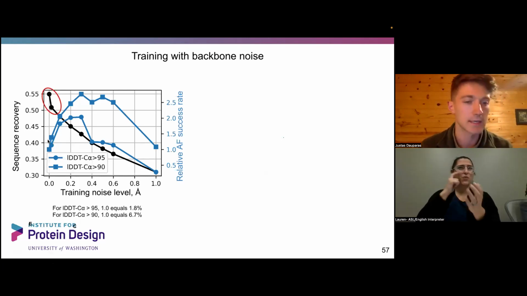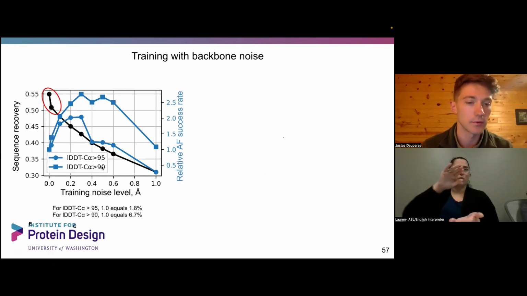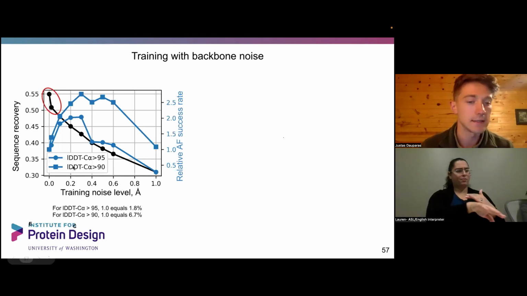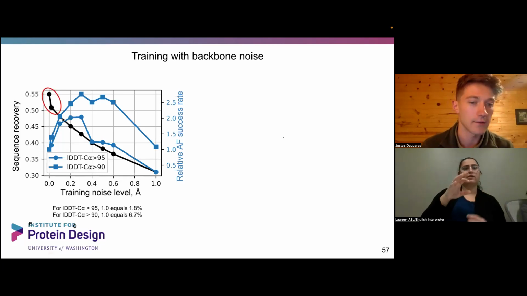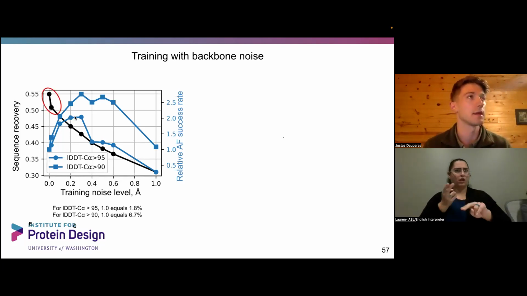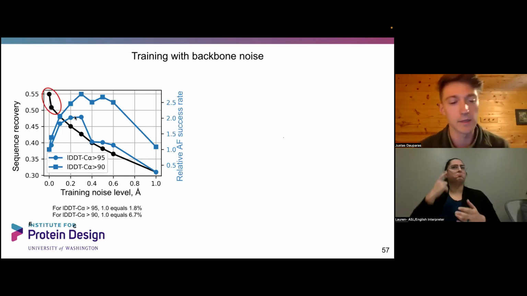But what's interesting is the AlphaFold success rate. For example, having the input and output match at 90 LDDT C alpha or 95, it increases as we're adding more noise. So the model is probably becoming more robust and giving more idealized sequences that could be easier predicted by AlphaFold.